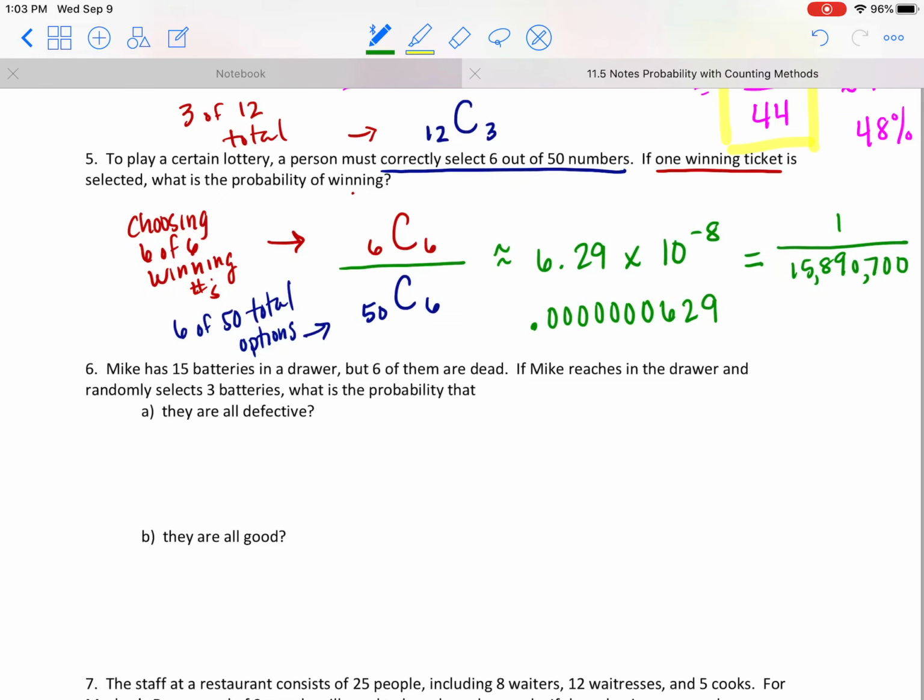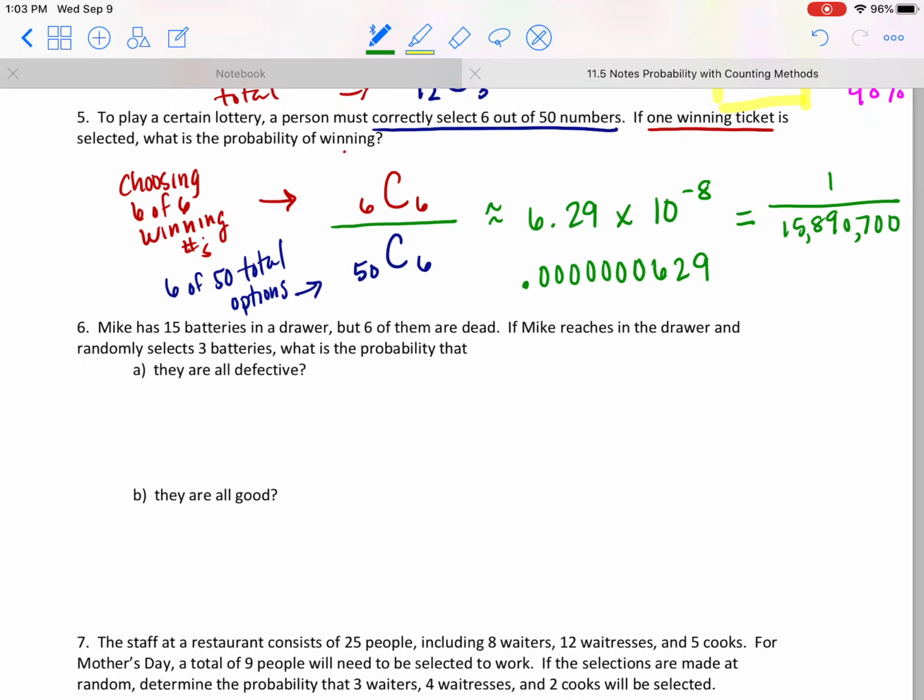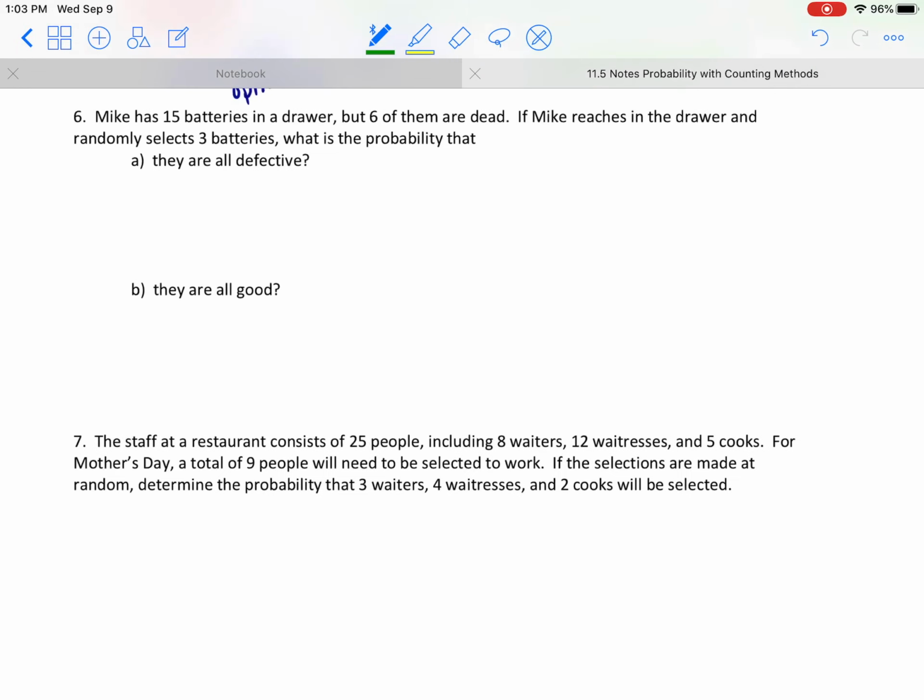Not the funniest, but there you go. That's probably realistic odds of winning the lottery. All right, let's try another one.